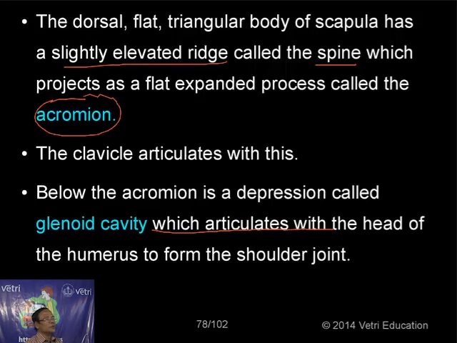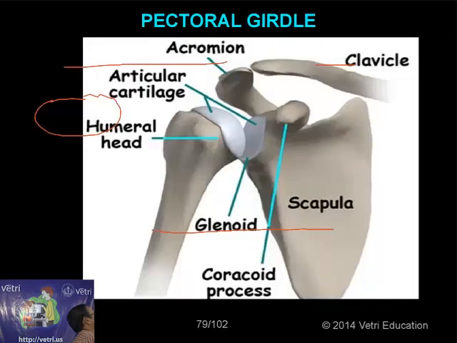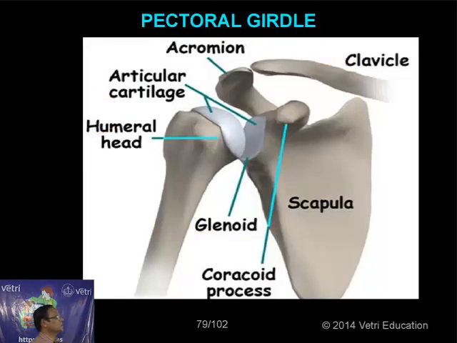So the head of the humerus and the cavity, the socket formed by the scapula, together form the ball and socket joint. The head of the humerus is acting as the ball. The cavity of the scapula is acting as the socket, otherwise known as the glenoid cavity. So this one forms the shoulder joint. This is what is called the shoulder joint. This is the pectoral girdle.